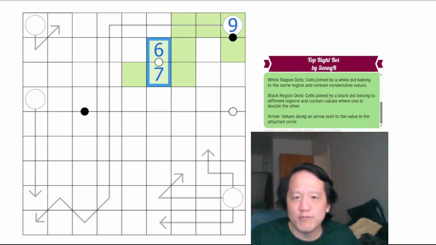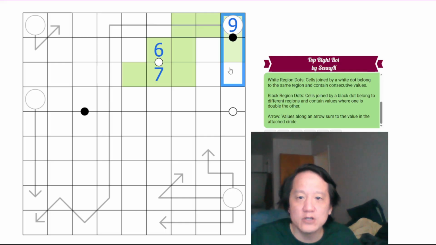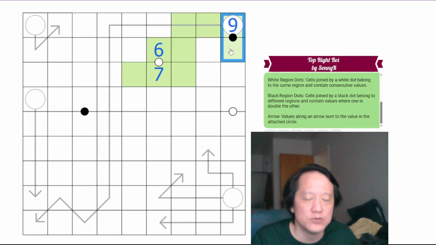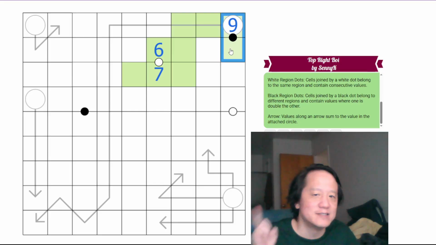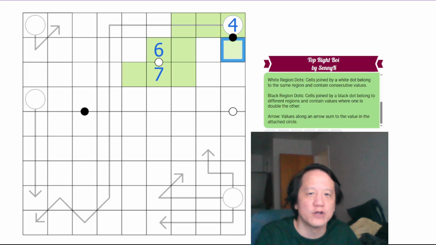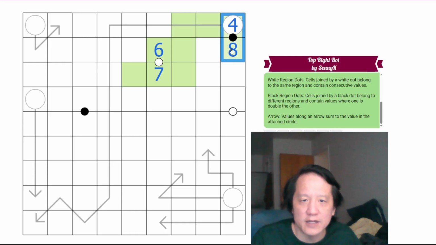We also have black region dots, where cells joined by a black dot belong to different regions and contain values where one is double the other. So, obviously this doesn't work if this is 9, but say we had a 4 here, then this digit would have to be 2 or 8. And, well, it doesn't work because they're in different regions. So let's basically have that.